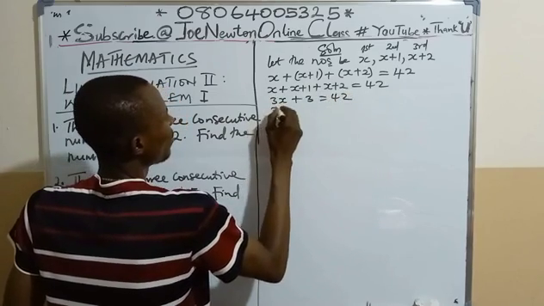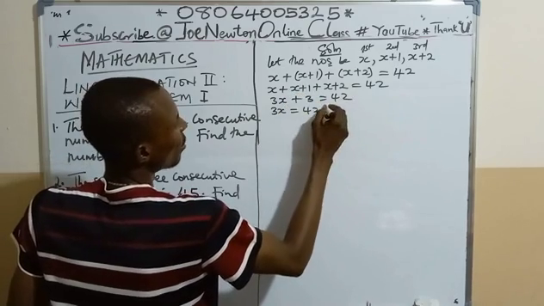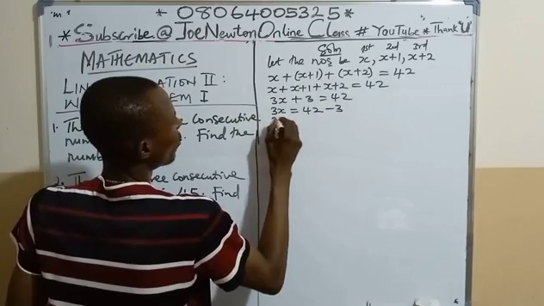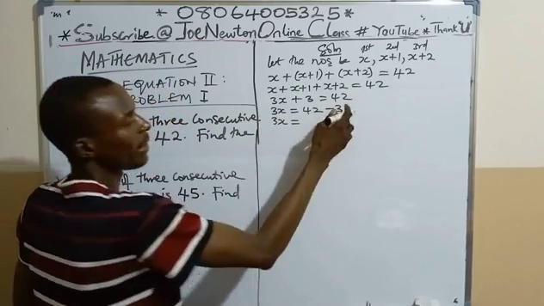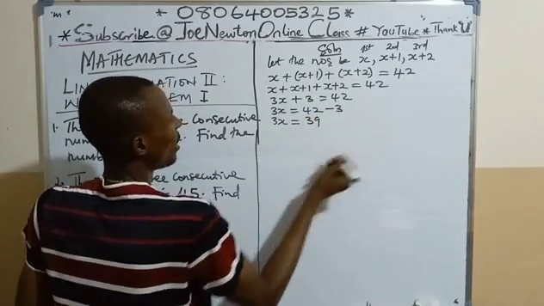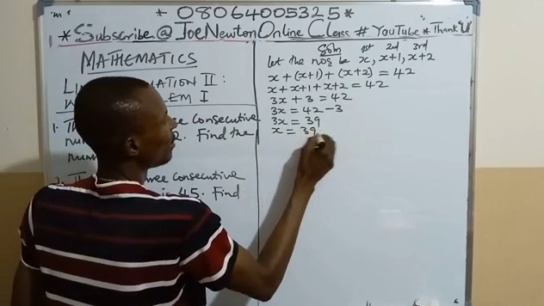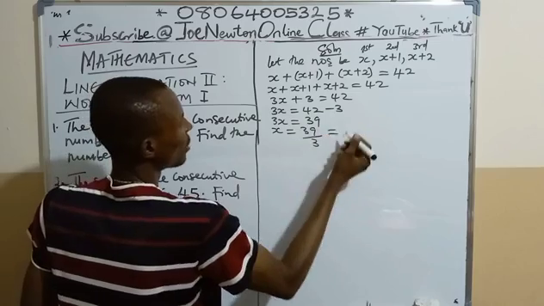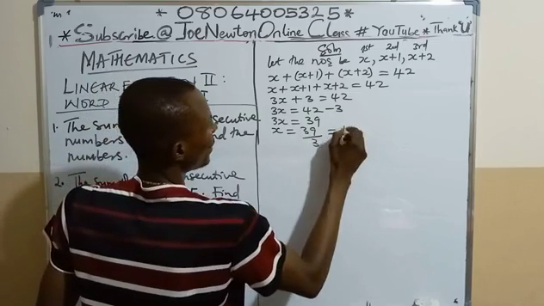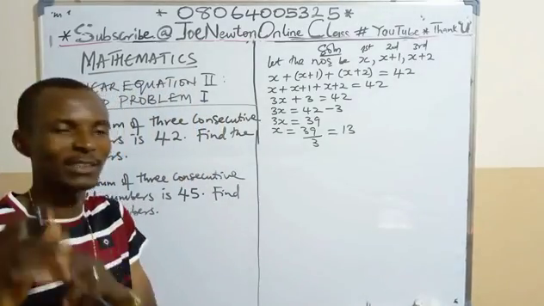Without wasting time, that gives us 3x equals 42. Plus 3 goes this side because it becomes minus 3. That is 3x equals 42 minus 3, which gives us 39. We divide by the coefficient of x. Therefore, x equals 39 over 3, and that gives us 13. So we can see that the first number is 13.